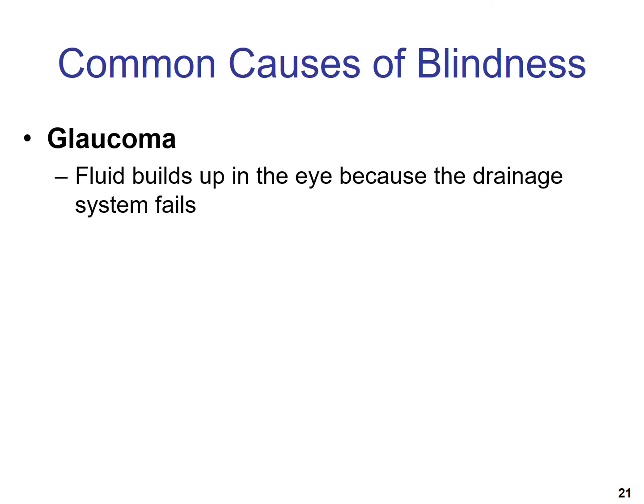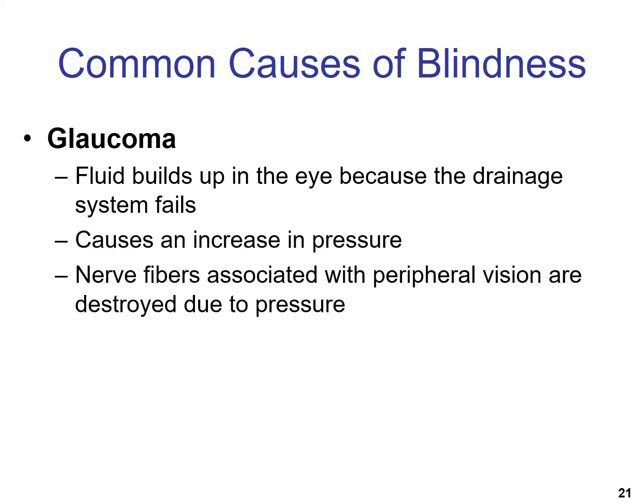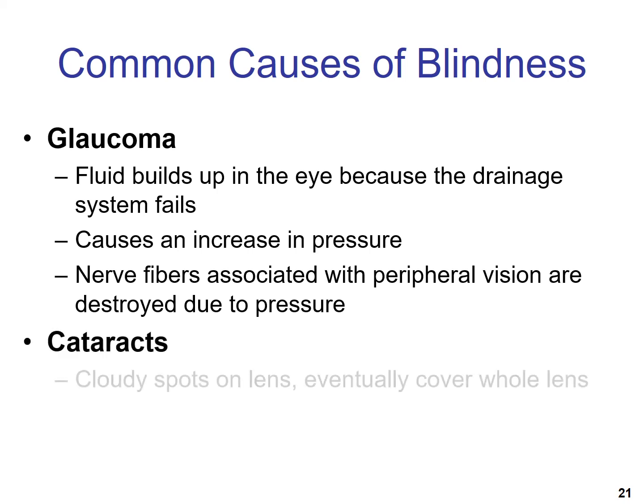Okay, glaucoma happens when fluid builds up in the eye because the drainage system fails. One of my favorite names in biology, because hardly anyone hears of it, is the canal of Schlemm. The canal of Schlemm actually drains the eyeball. And if the canal of Schlemm gets blocked, as it can in glaucoma, then fluid can build up in the eye. This fluid buildup will put pressure on the retina, and it can destroy nerve fibers that are associated with peripheral vision. So someone with glaucoma will lose the peripheral vision first, and then it'll kind of come inwards.